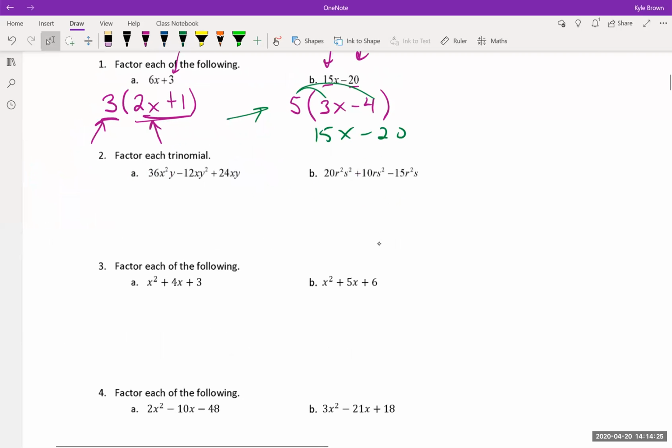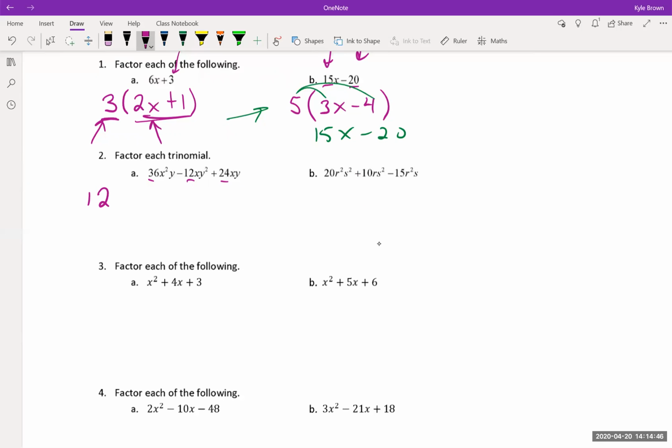Okay, so now these ones look super confusing, but they're not that bad. We just have more to do, right? So let's look at this one and say, okay, so first off, I'm going to do the numbers. I'm just going to look at the numbers out front and say, okay, what's common to 36, 12, and 24? Okay, well, 12 is, right? 12 goes into all of those, so I'm going to write a 12.